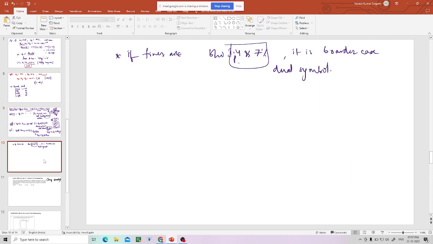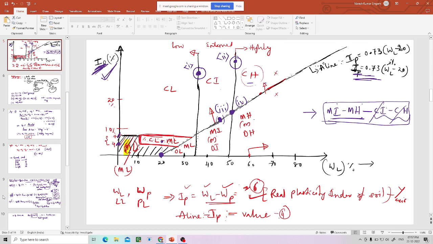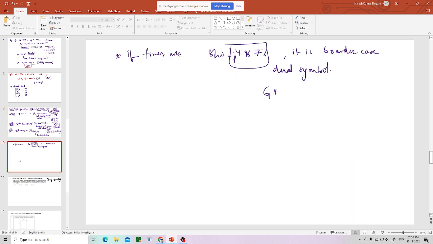What is the dual symbol? If you go there, it can be CL-ML. Here, what is it showing? That it is low compressible clay or low compressible silt. But what are we talking about here? We are talking about GM or GC. Whether it is low compressible clay or low compressible silt does not matter. We have to use G first, because it is gravel majorly, and IP is falling 4 to 7. So then you have to use GM-GC. It can be silt, it can be clay. You have to use GM-GC.